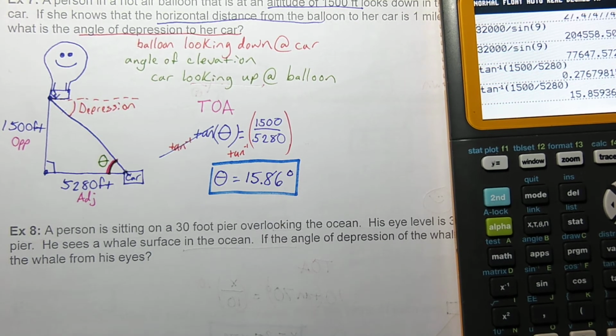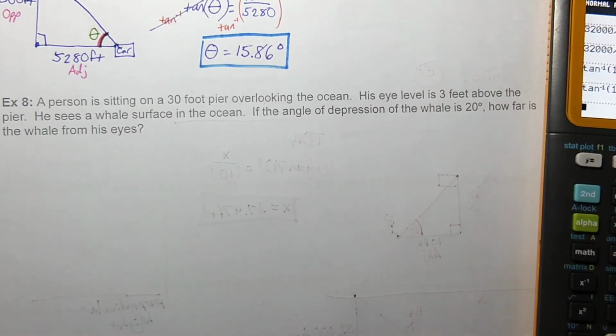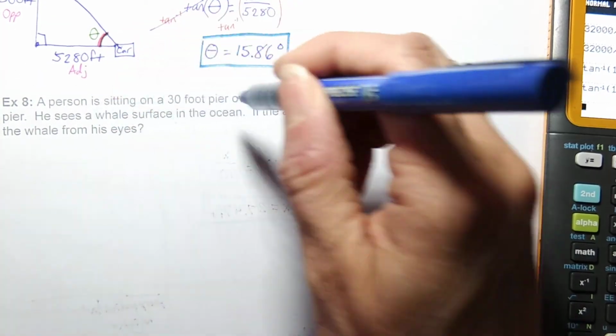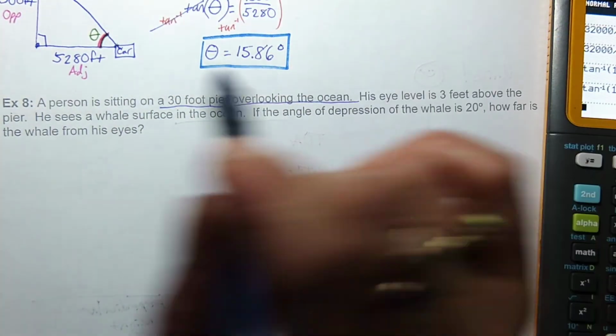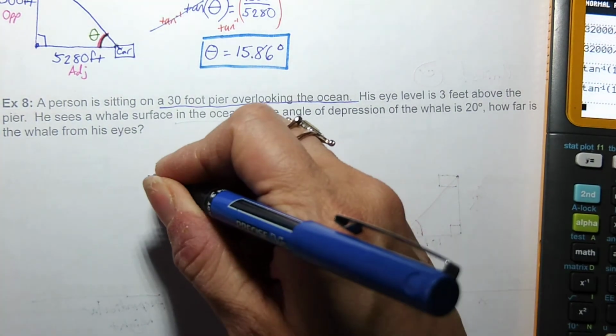All right, let's go ahead and move to example 8. I think the setup of this one is a little bit harder, so if you're like, I don't think I would have drawn it this way, that's okay. You're not going to have any that are quite this hard on the homework. So we've got a person sitting on a 30-foot pier overlooking the ocean. So normally a pier is kind of like a dock. This is just like a big overlook point.